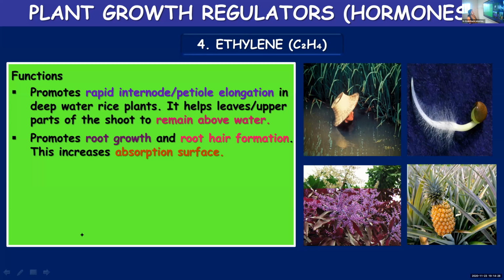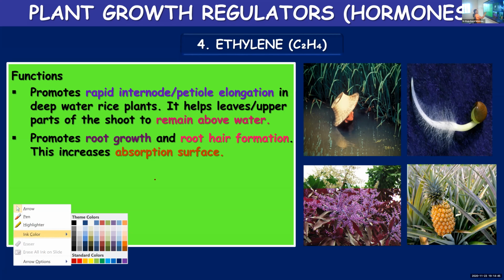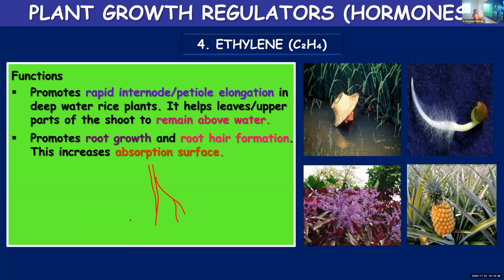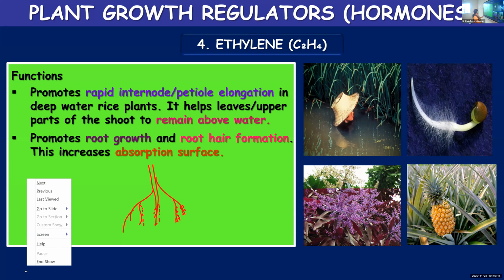It will promote the growth of roots and even root hairs. Root hairs are minute hairy structures arising from the roots. You might have seen root hairs. If this is the root and the branches of the root arising from it, you can see small, thin, minute hairy structures. Their purpose is to increase the surface area for absorbing water. So when root hairs are there, more surface area is available for the absorption of water. So they will promote both root growth as well as root hair formation.